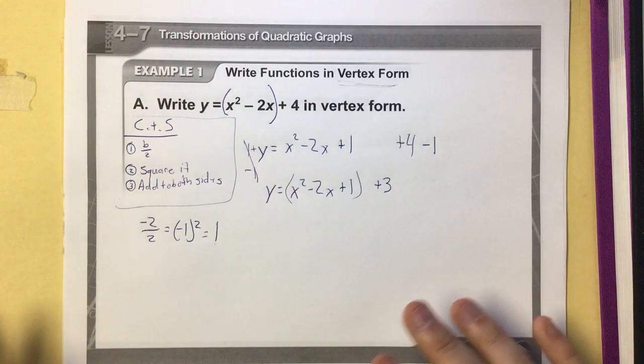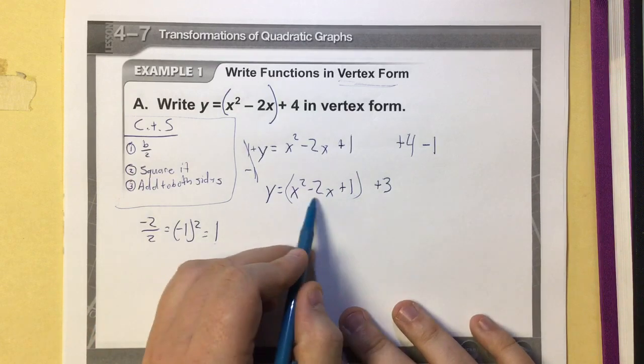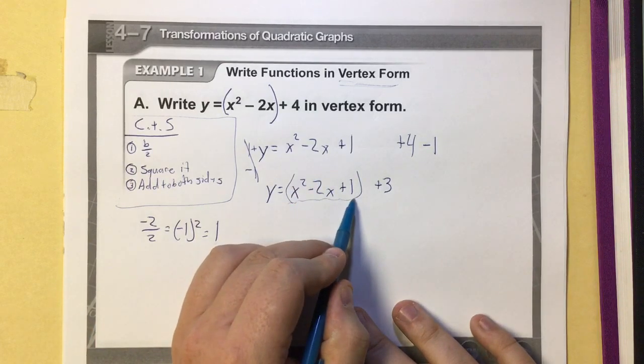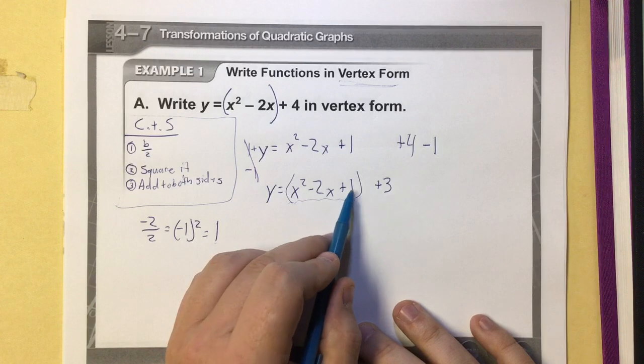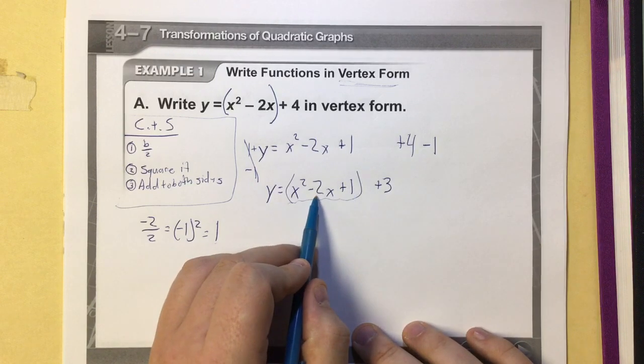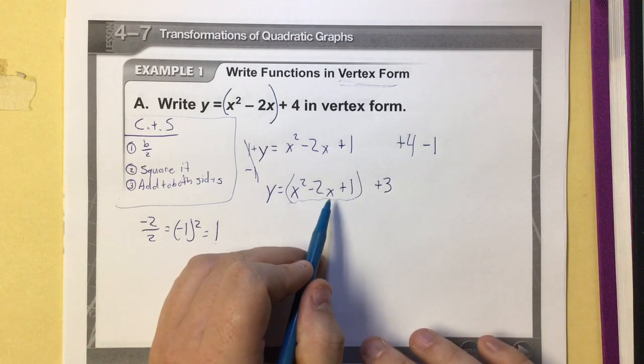Hopefully you're starting to see what's going to happen here. Now we want to factor this trinomial. Two numbers that multiply to positive 1 and add to negative 2 are negative 1 and negative 1.